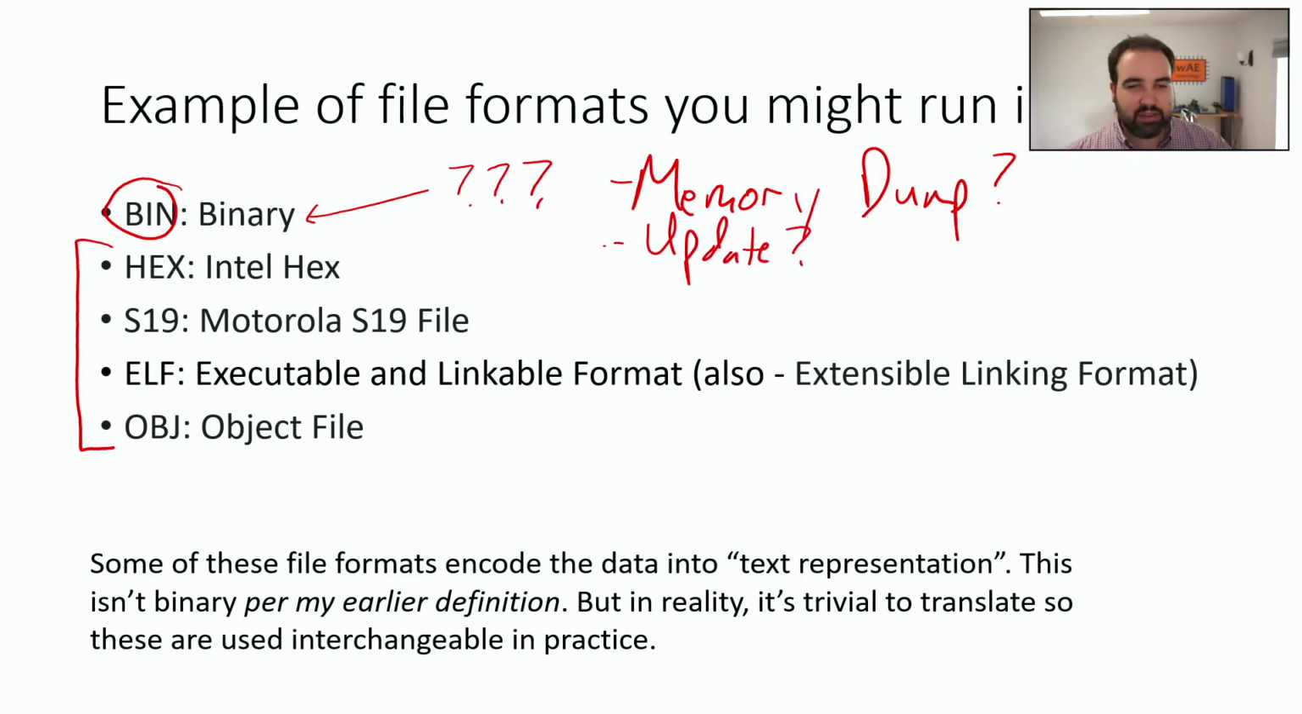The other examples here are also typically low-level machine code, but they have some more format around them that makes them more understandable. Some of these actually encode the data into text. We'll look at Intel Hex and S19. You can open them in a text editor and look at them. It's still machine code, just encoded in a way that a human can look at it. It's trivial to translate between them. Even though you can open it in a text editor, it's still difficult to look at and understand directly. So we still would call it a binary.